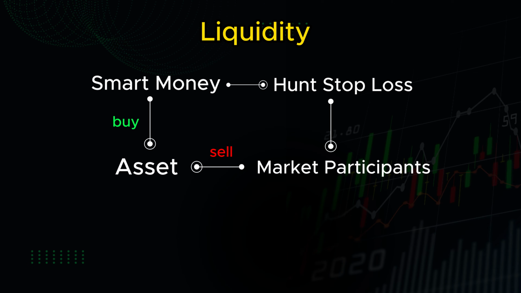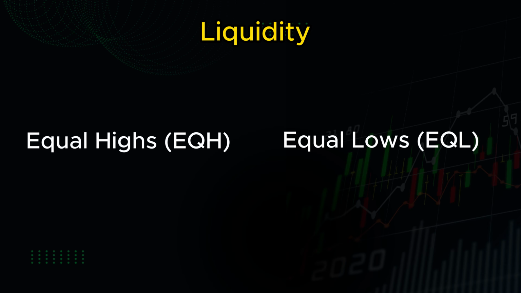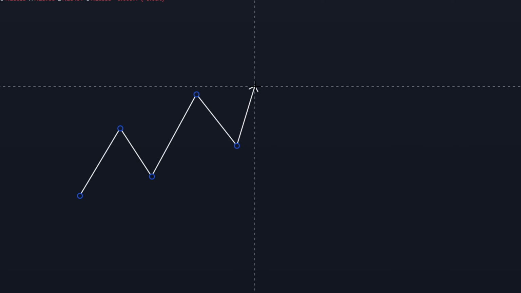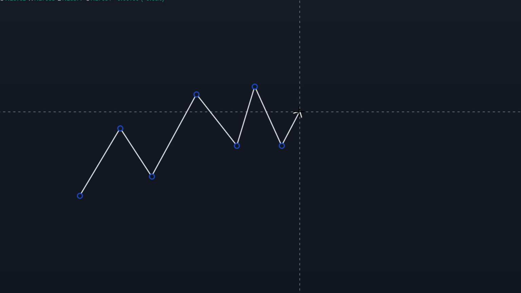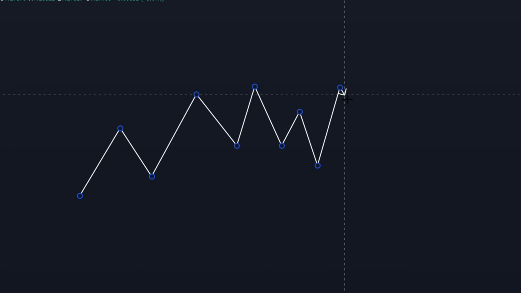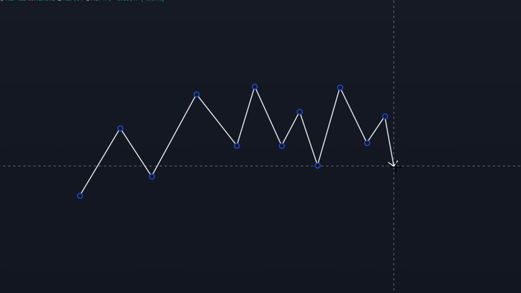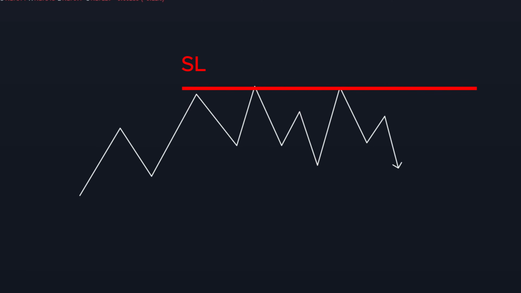The first type of liquidity is the equal highs or equal lows. For the equal highs, price follows an uptrend, and then shortly after it loses momentum, forming this consolidation. The retail trader thinks it's time to sell short. Where does he usually place the stop loss? Above the recent equal highs, and this is the liquidity institutions will hunt.